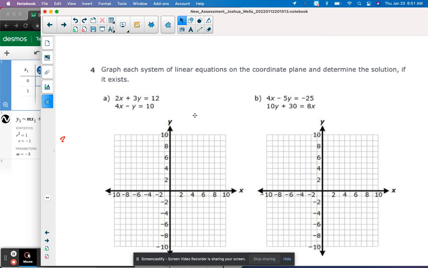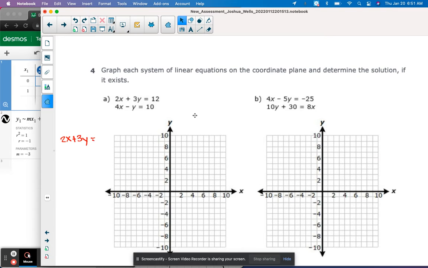So 2x plus 3y equals 12. I'm going to start off by subtracting 2x from both sides. And we get 3y equals 12 minus 2x. Last thing we need to do is divide by 3. And y equals 4 minus 2/3 x. So that's the first equation.